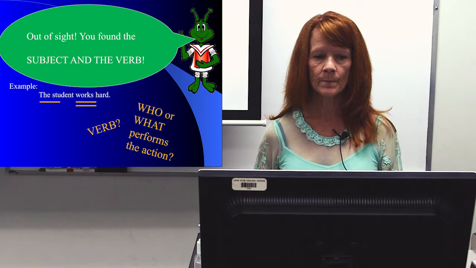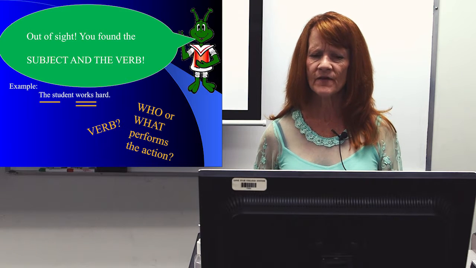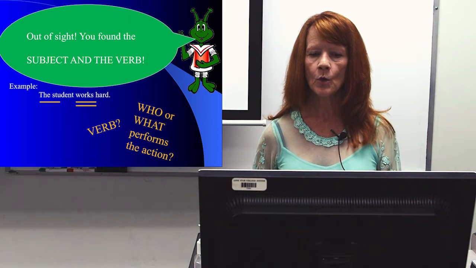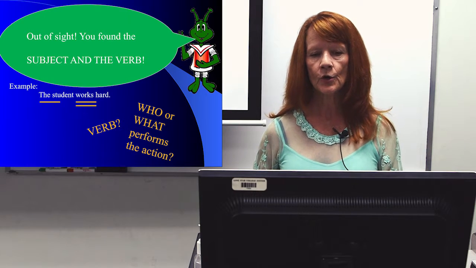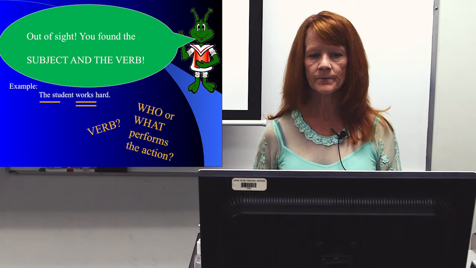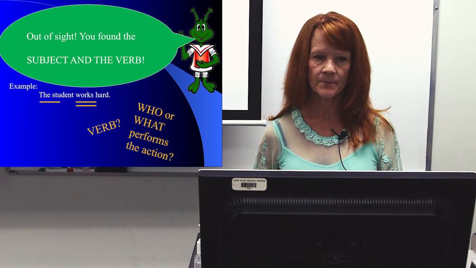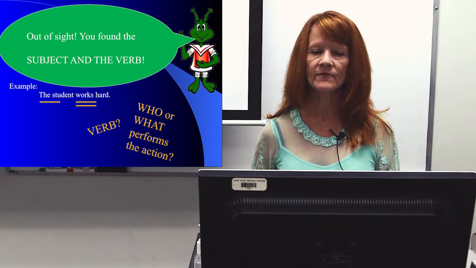For example, the student works hard. So what's the verb? Works. Works is the action verb in the sentence. Who or what performs the action? Ask yourself, who or what works? The student. The student then is the subject. You've found the subject and the verb.